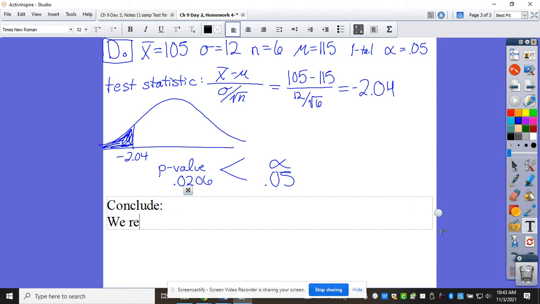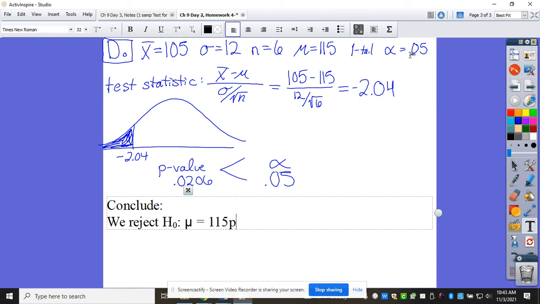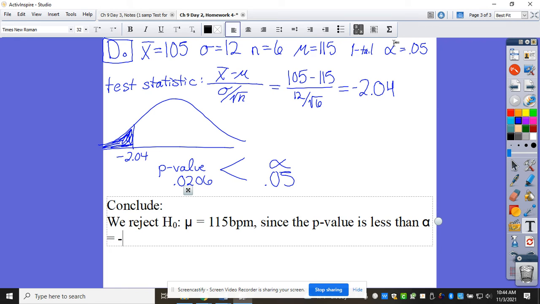And we choose to. So we do reject the null hypothesis at mu equals 115. Since the what is what? Which means that, and I don't care if you say convincing or enough convincing, that's just habit.